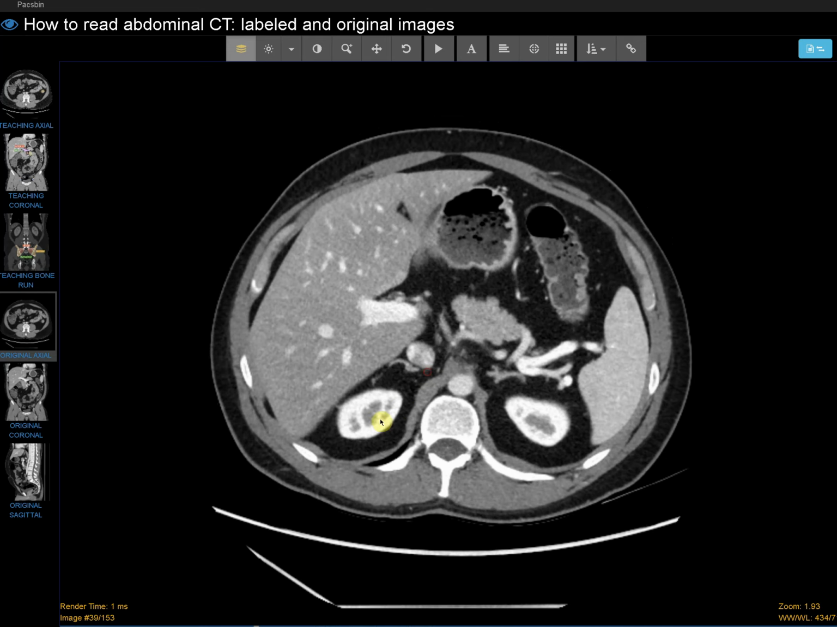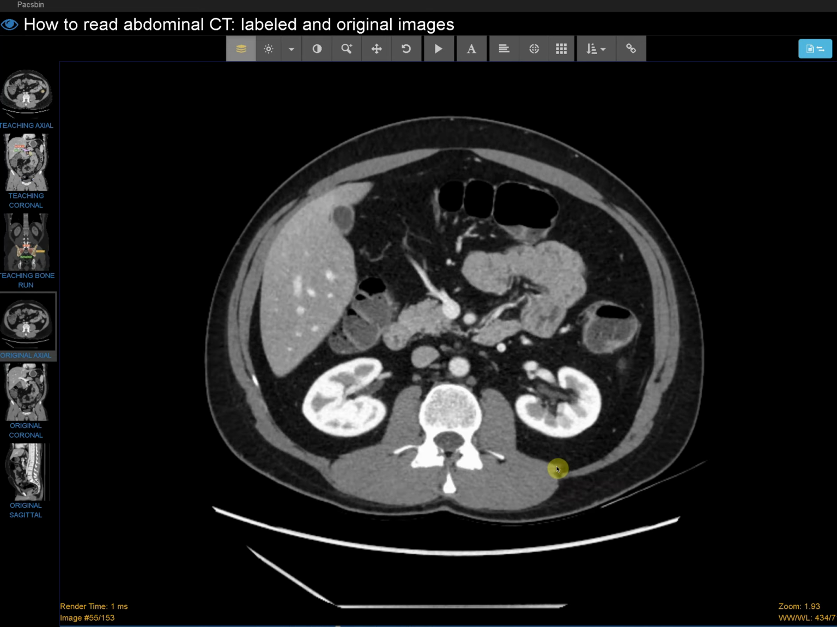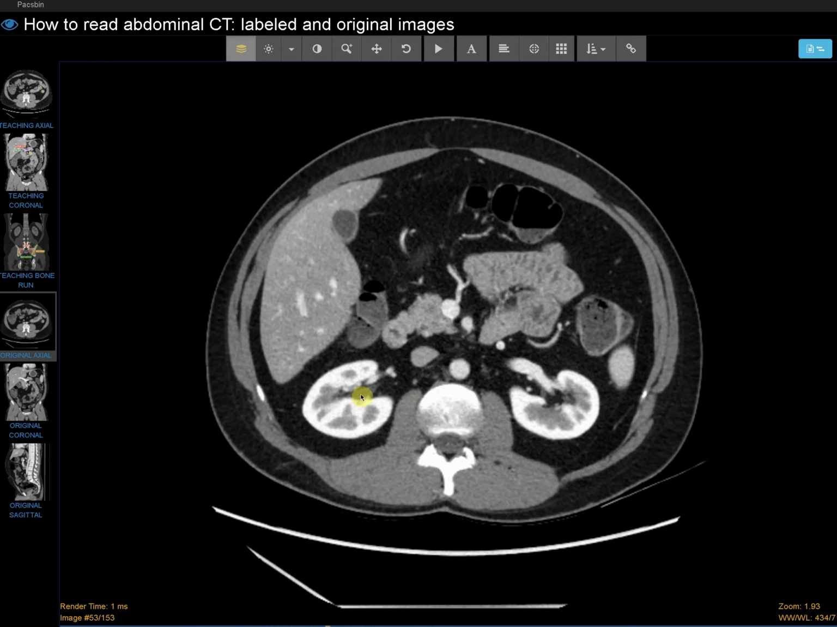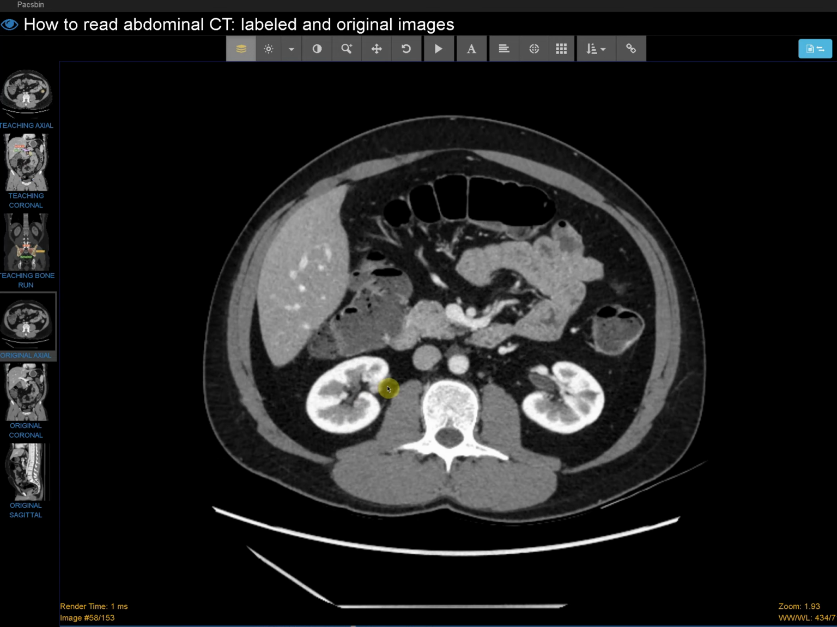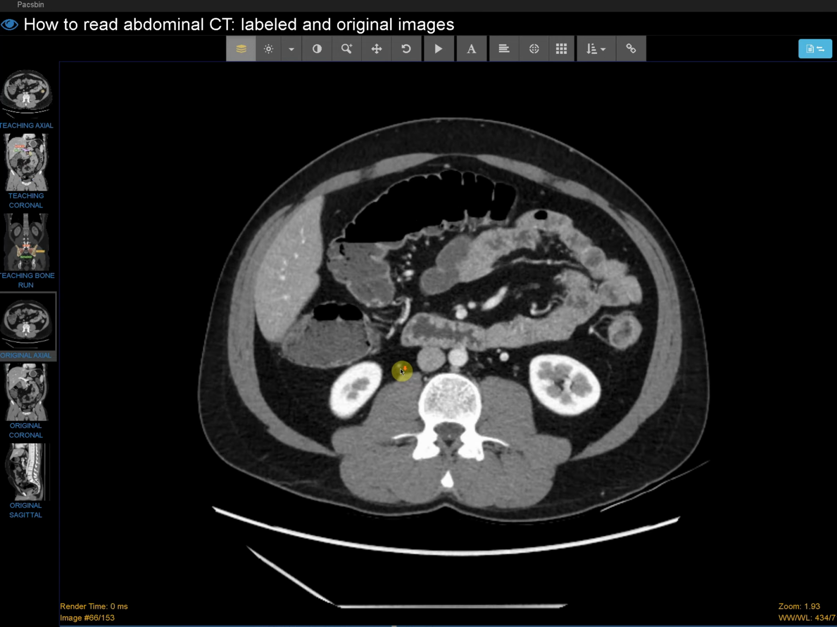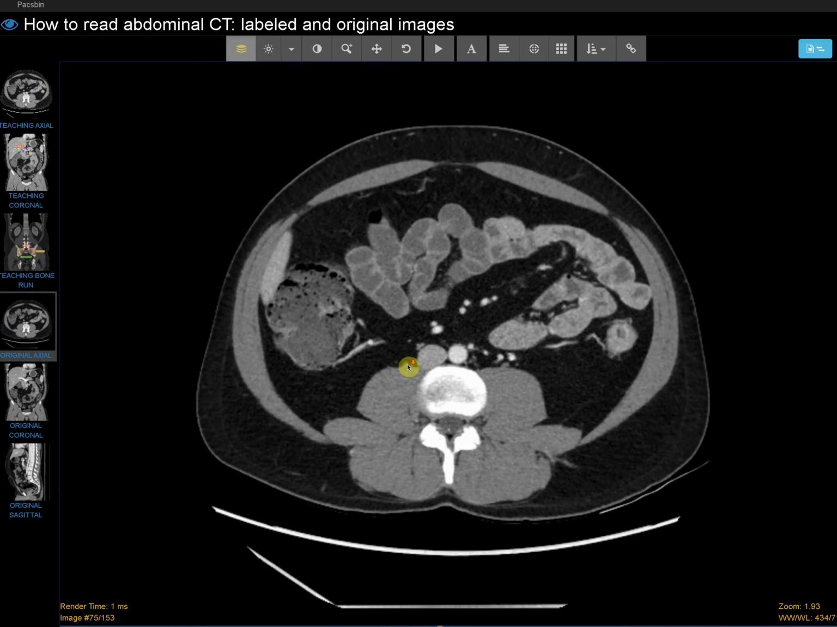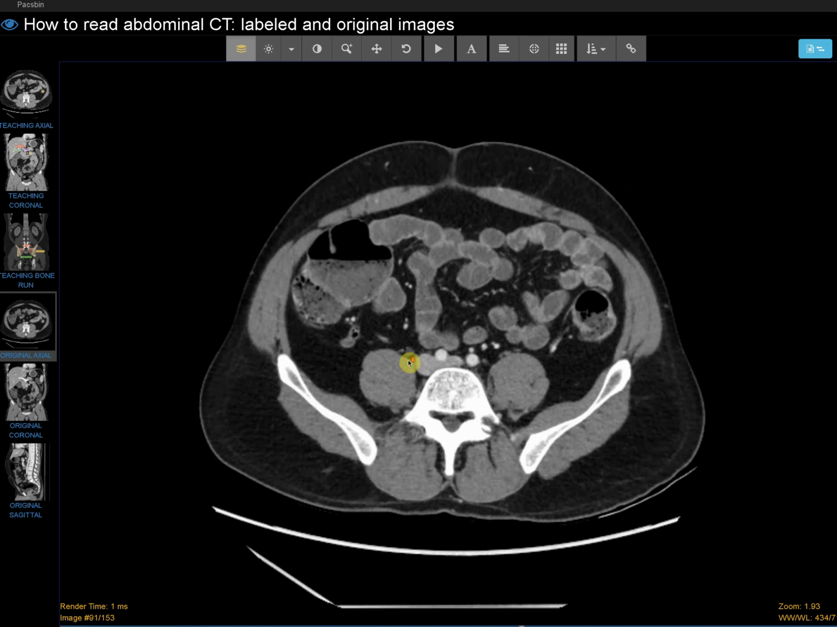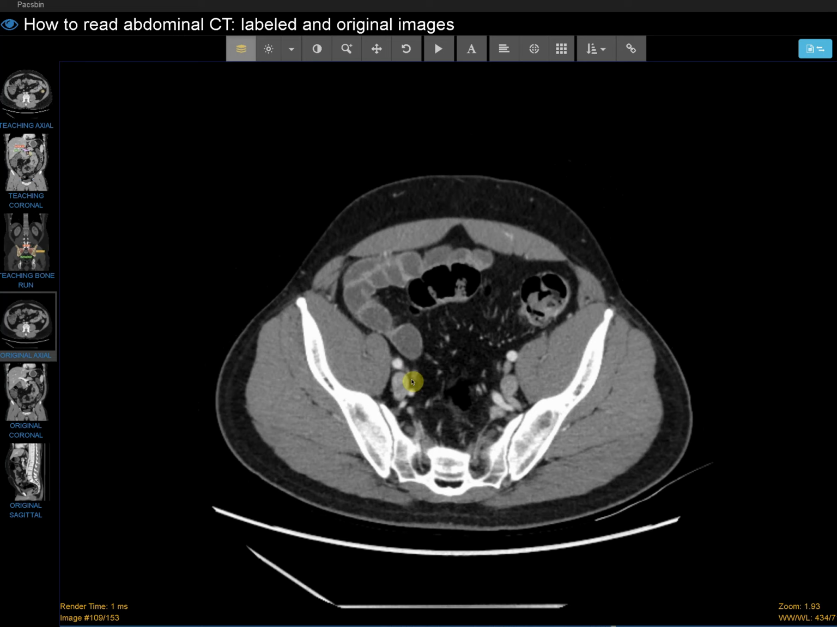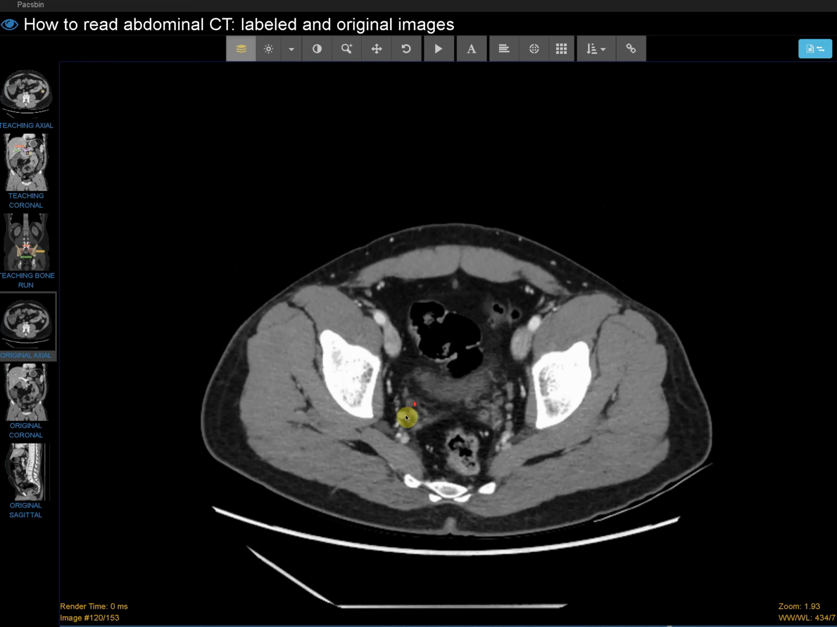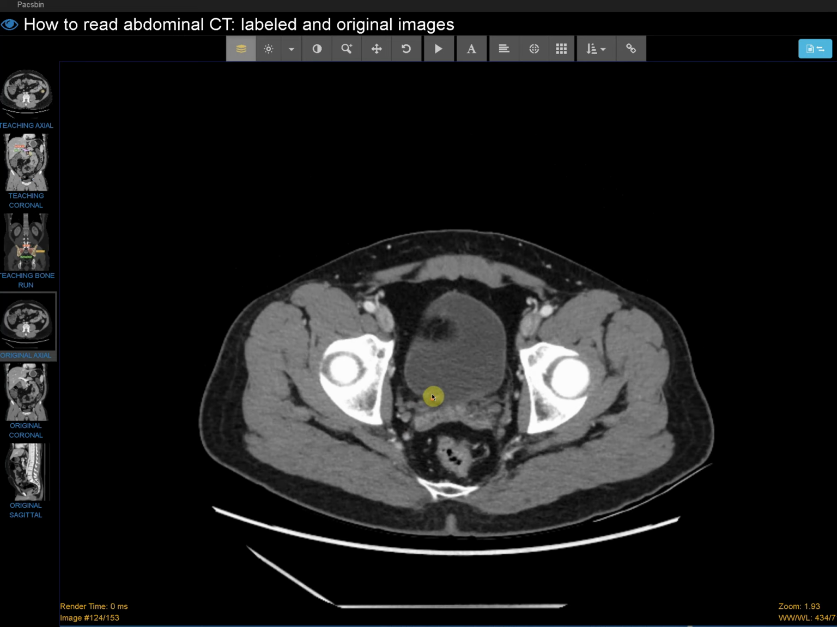After that, let's go to our kidneys, our right kidney, our left kidney. And then we'll try to follow the ureters down. So here's the right ureter. We're following it down right here, anterior to the psoas muscle. Following it down more, and then it inserts into the bladder.